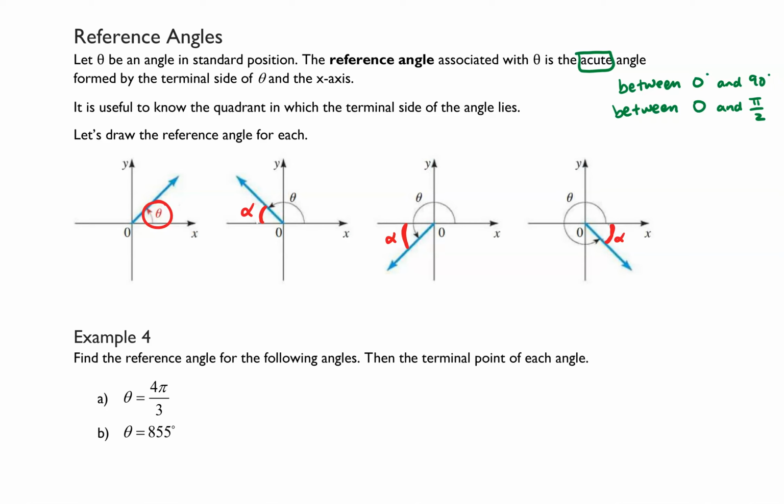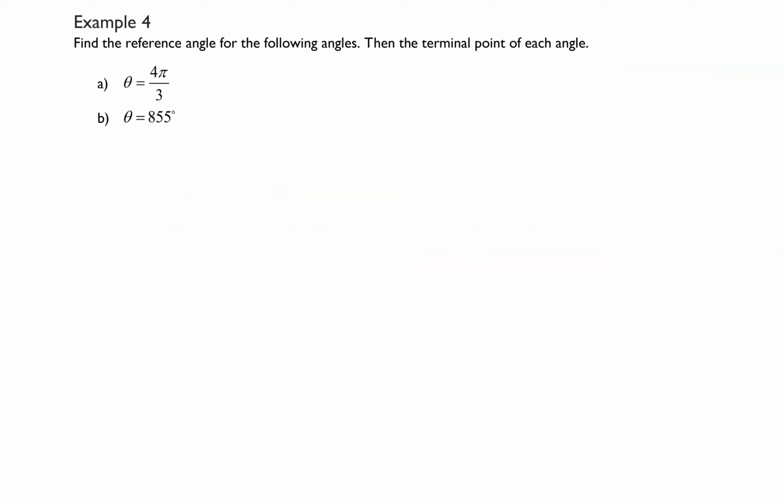Example 4 says, find the reference angle for the following angles, then the terminal point of each angle. So the first one we are looking at is theta equals 4 pi over 3. And like I said earlier, I think it's helpful to first determine what quadrant the angle is in.